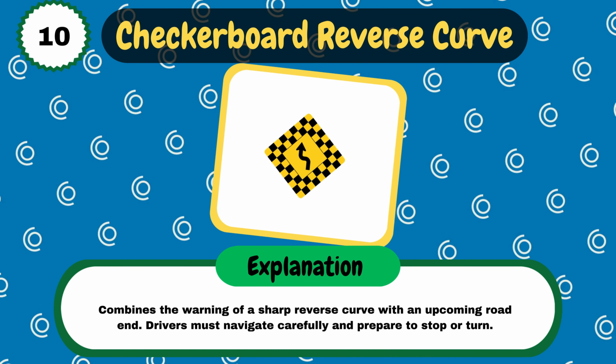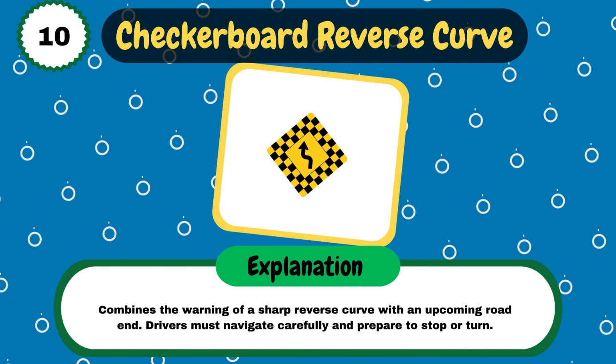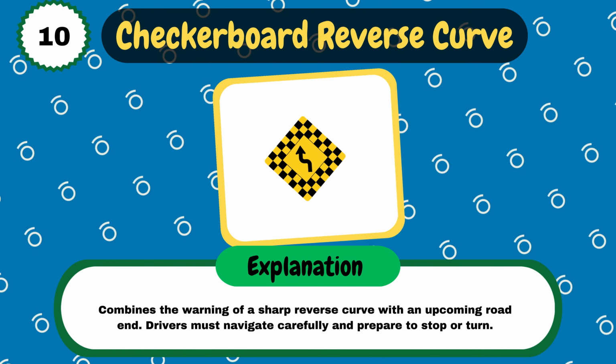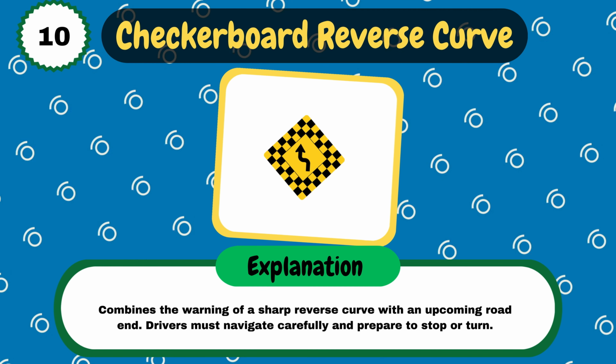This is the checkerboard reverse curve sign, and it means a sharp set of curves is immediately followed by a road that ends. Drivers must reduce speed, navigate carefully, and be ready to make a complete stop or a sharp turn beyond the bend.